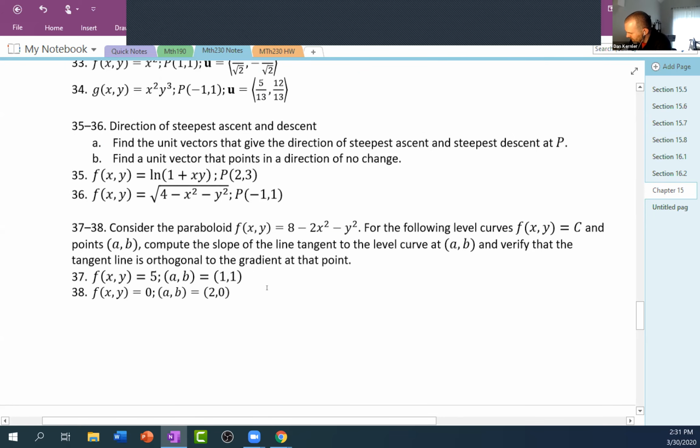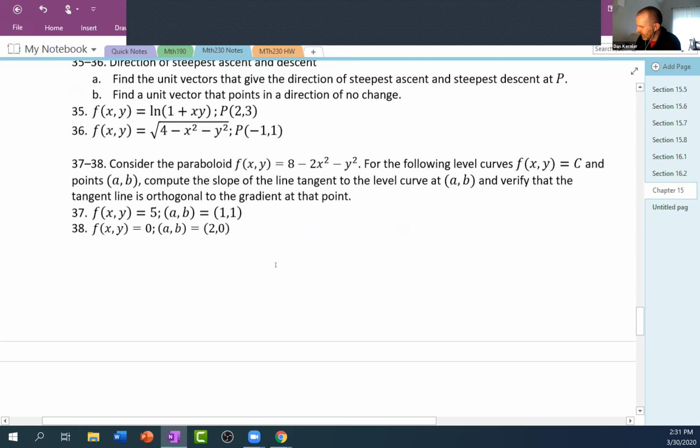Compute the slope of the tangent line to the level curve and verify that the tangent line is orthogonal to the gradient at that point. Okay, all right, I'm going to copy this over. I need more space. Okay.